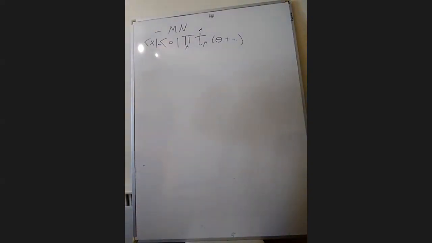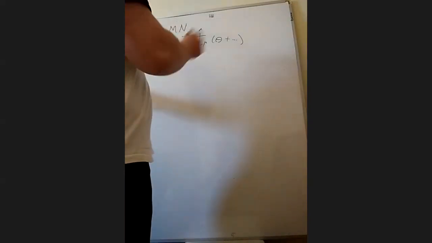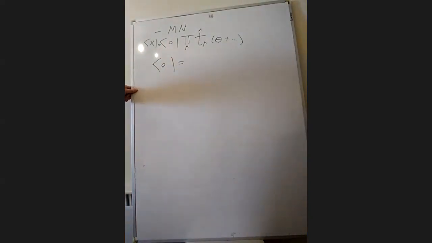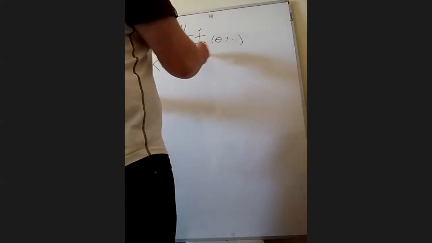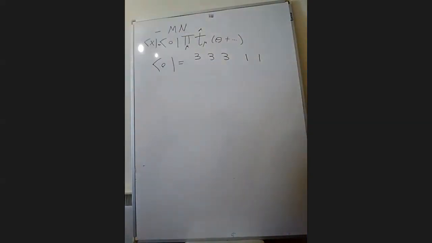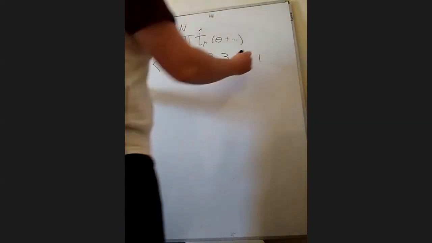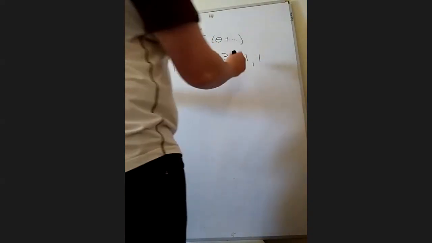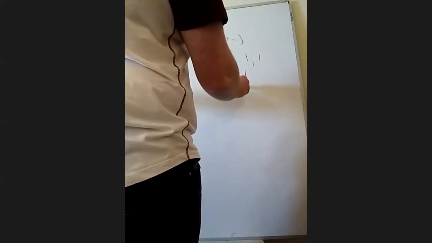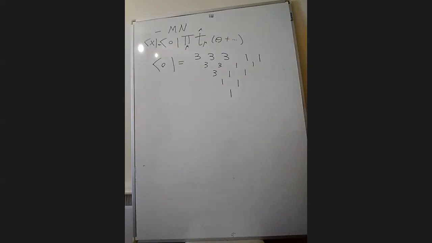So to skip unnecessary technical details, let's look at an example. Let's take this state zero. So zero is the lowest weight state of the representation, which corresponds to the pattern where everybody is at its minimal value. So let's take SU, let's say 3, 3, 3, 1, and then we fill up in the minimal possible way for the lowest weight state. So we have one here, one here, one here, one, one, and one. Is this correct? Yes, this is correct.